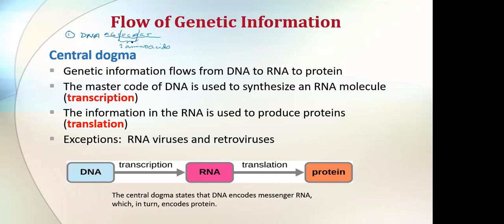This is called a triplet, or you can say a codon. When it's on the DNA, it's called a triplet code. So that's how the DNA is actually associated with protein synthesis.